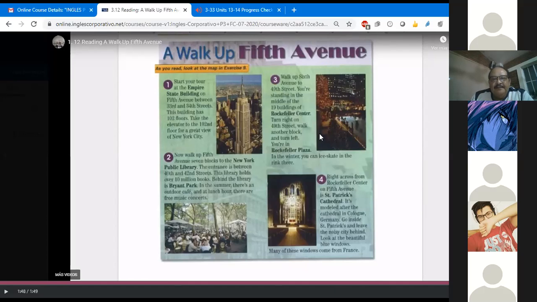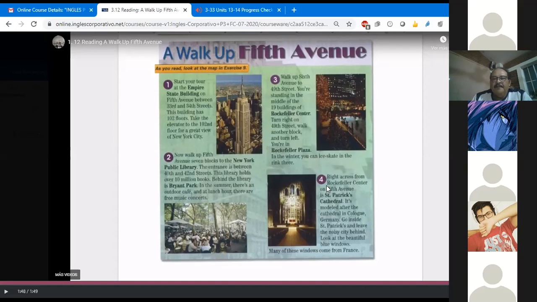Okay, son 19 edificios del Centro Rockefeller, right? Entre eso está la Rockefeller Tower. Es casi igual que esto, right? And you have to pay like $40 or $50 for the elevator. Okay, no problem with the vocabulary? The block is como cuadra. Exactly, yes. Es un estimado de 100 metros, right? It's about a block.